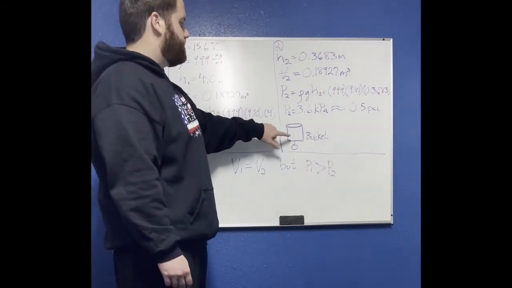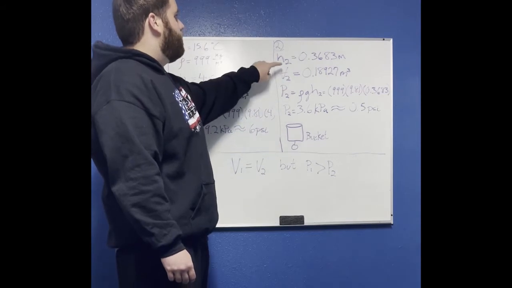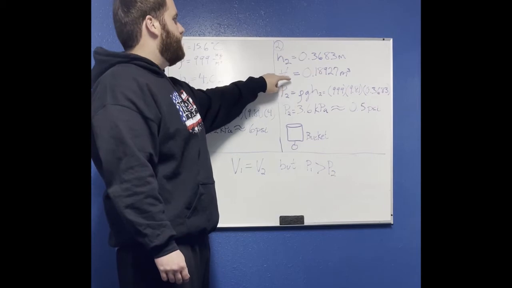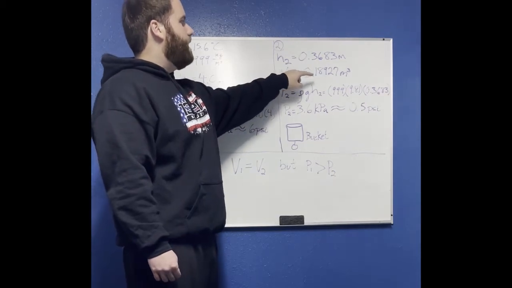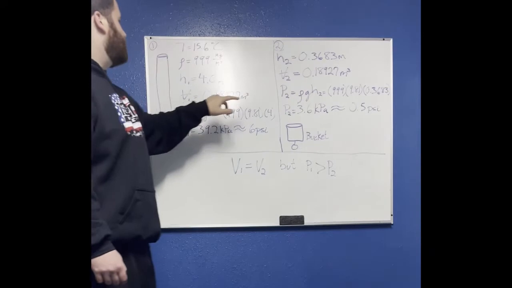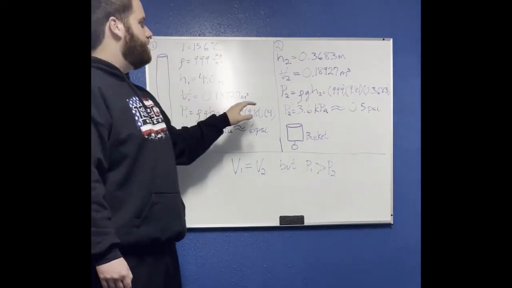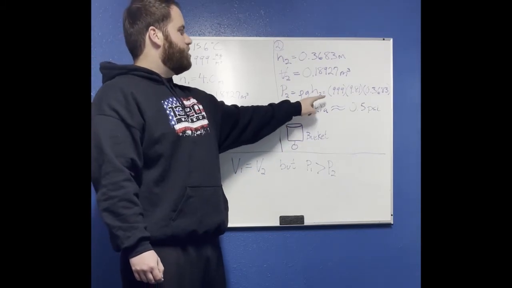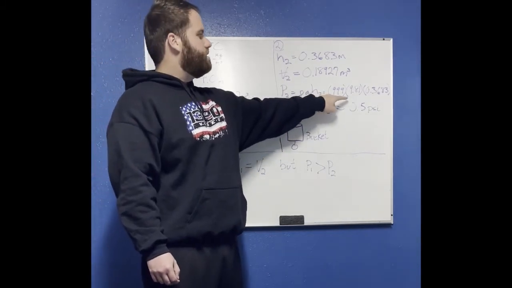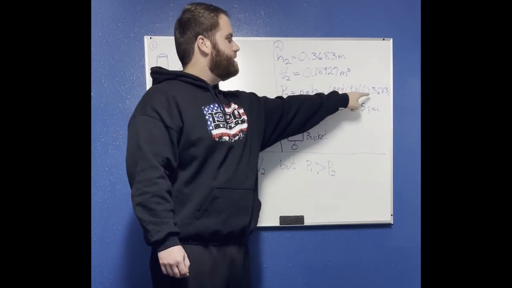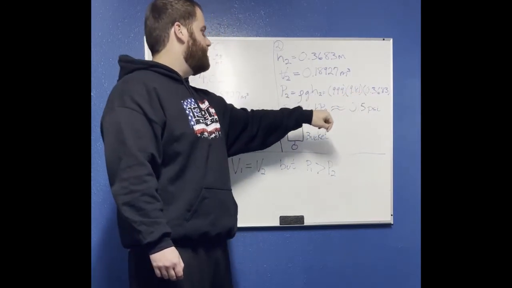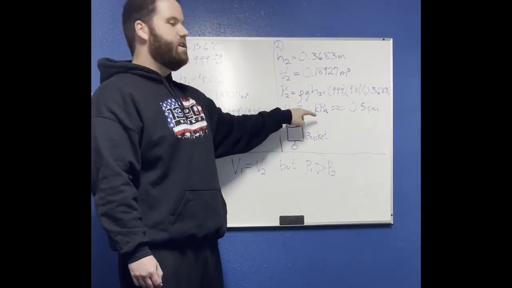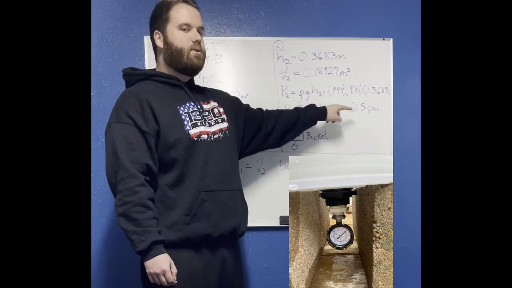For our second device, our 5-gallon bucket, it has a height of 0.3683 meters and has a volume of 0.18927 meters cubed, which is the same as our PVC pipe. When we go to find the pressure at the bottom of this device, we multiply 999 times 9.81 times 0.3683. This gives us a pressure of 3.6 kilopascals, or 0.5 PSI.